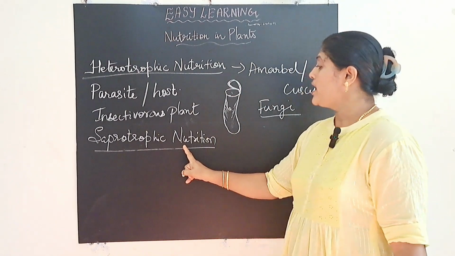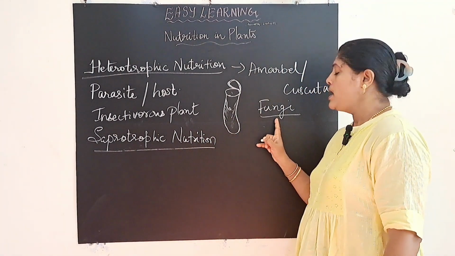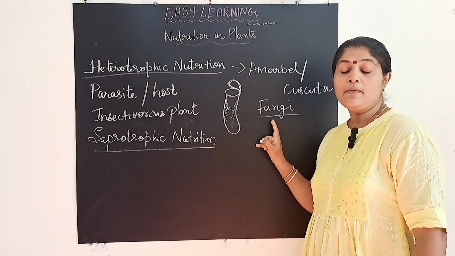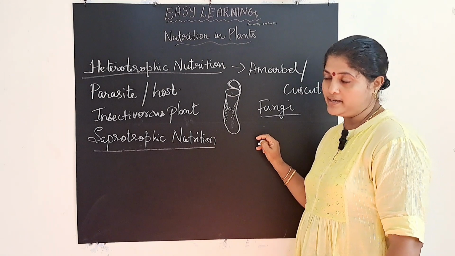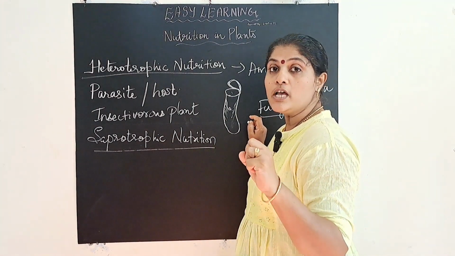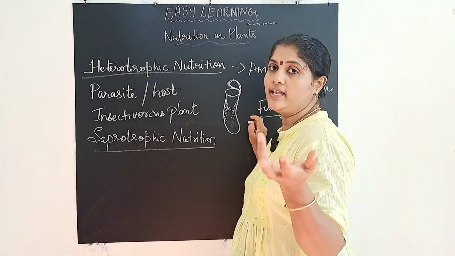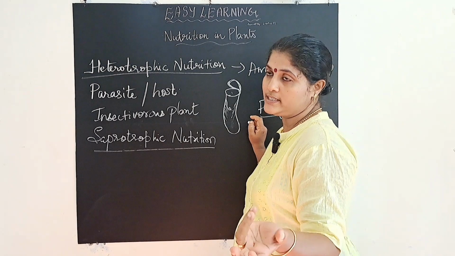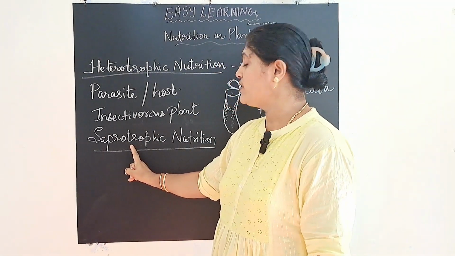So, how do they convert this dead and decaying organic matter into the solution form? These organisms secrete digestive juices into the dead and decaying organic matter. They convert the dead and decaying organic matter into the soluble form. And in that form of solution, they gain the nutrients for their survival. That is how these organisms undergo the saprotrophic mode of nutrition.